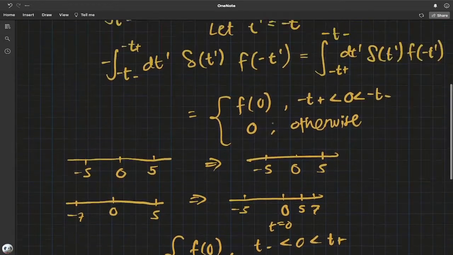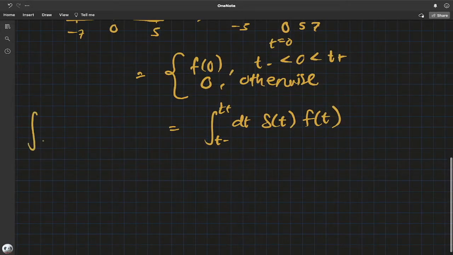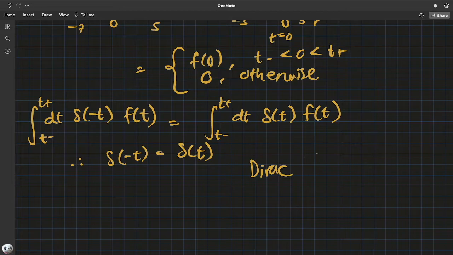So you notice this symmetry going on between these guys. dt delta of negative t, that's what this really was, f of t. Which means, since f of t was an arbitrary function, and this interval was defined in both cases, which was the same, we can conclude that the delta of negative t is the delta of t, which means that the Dirac delta is even.